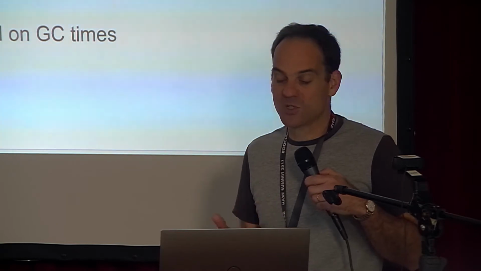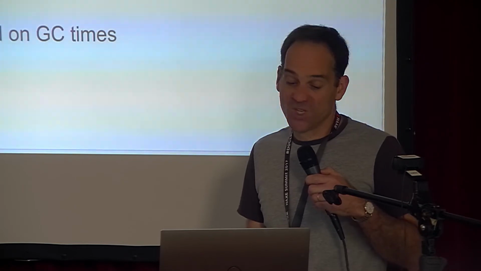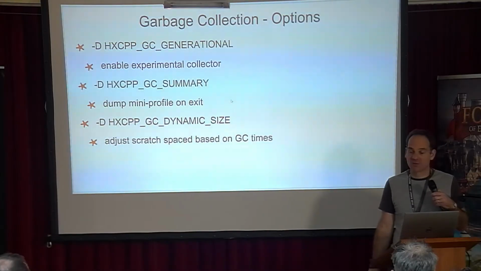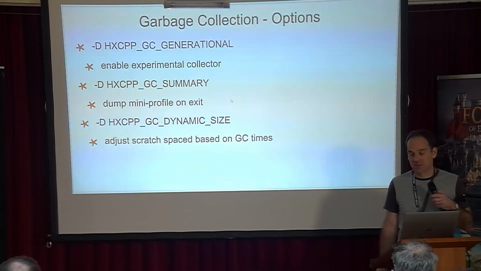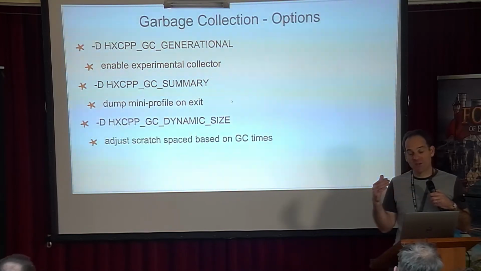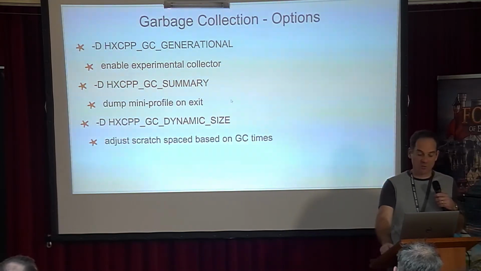So there's two options. One is you can explicitly set the amount of scratch space in your app. So you can just say, I want 400 megs of scratch space using the Haxe API. Or the other one is this define will allow it to use up to 5 times more scratch space than it does normally. It monitors the amount of time spent in garbage collection and increases the space if it thinks it's going to get some advantage from doing that.